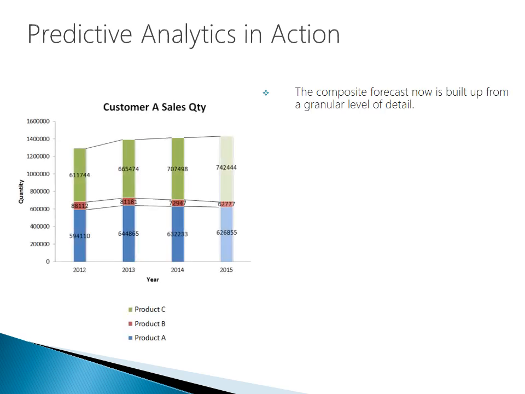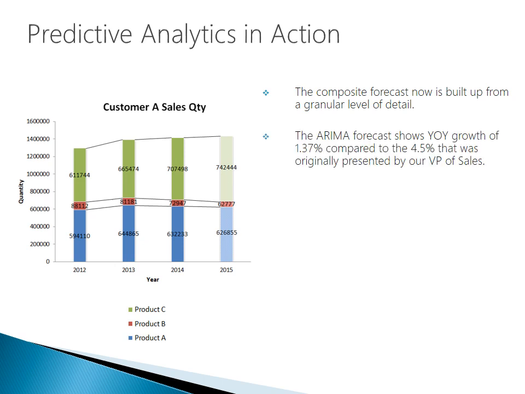This composite forecast is now being built from a granular level of detail. So I can look at these three products in our stacked bar chart as before, and now I can see the contributions of individual products and how they relate to the overall development. What's interesting is that the ARIMA forecast is showing a year-over-year growth of 1.37% compared to the 4.5% that was originally presented by our VP of Sales. So our VP of Sales said sales were going to grow 4.5%, yet the model only shows 1.3%.